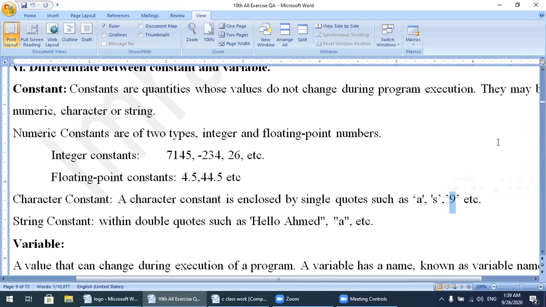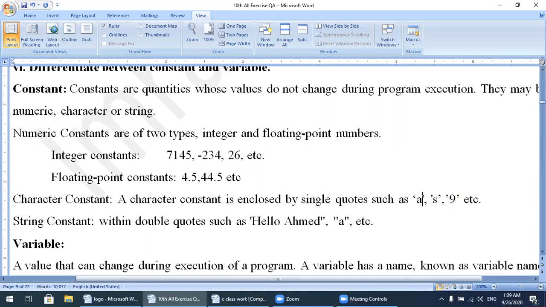So keep in mind, a character constant must be enclosed in single inverted commas, and its length should be one character. One character means, watch over here, there is written 'A'. But if I write 'AS', it is not a character constant because its length exceeds 1. So 'AS' is a string, not a character constant.